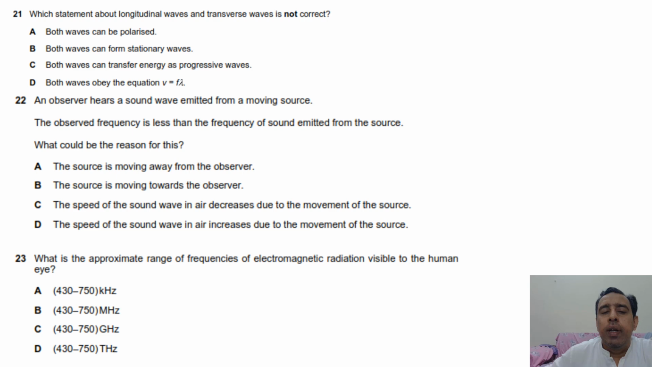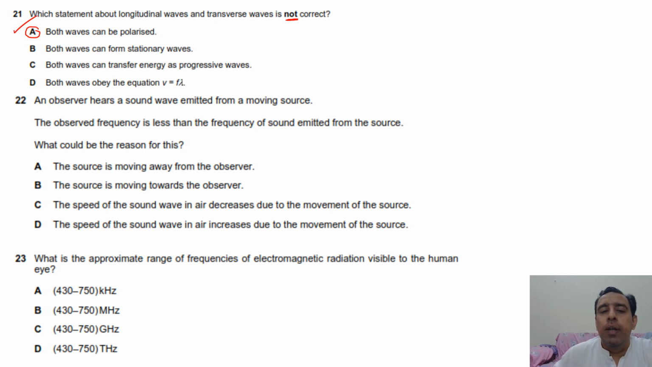In question number 21, which statement about the longitudinal wave and the transverse wave is not correct? Both waves can be polarized. Okay, this is not correct because you know that transverse waves can be polarized, but we cannot polarize the longitudinal wave. So option A is straightaway correct. Both waves can form stationary waves. Both waves transfer energy, which is correct. Both waves obey this formula. Okay, all are correct.